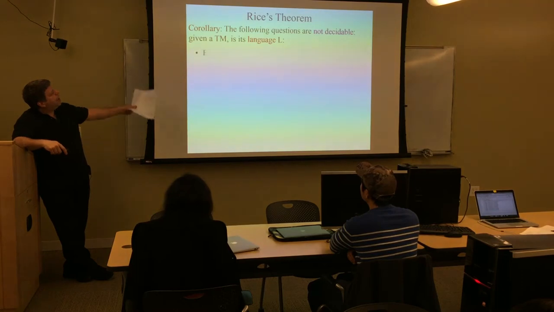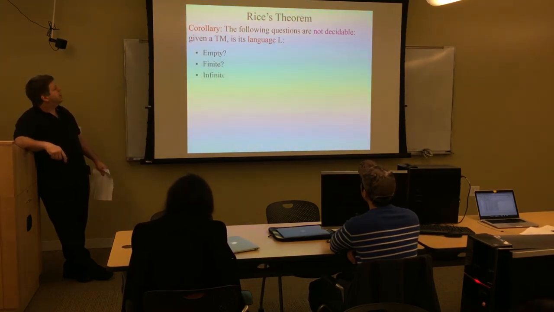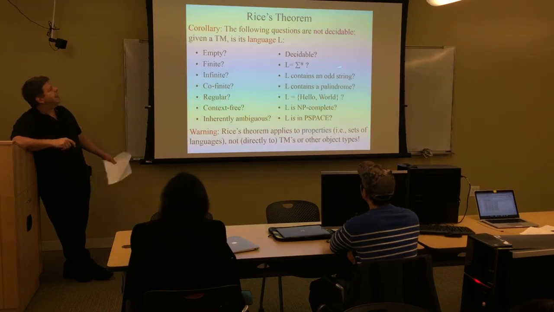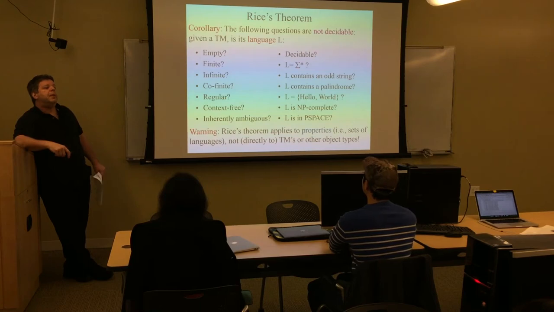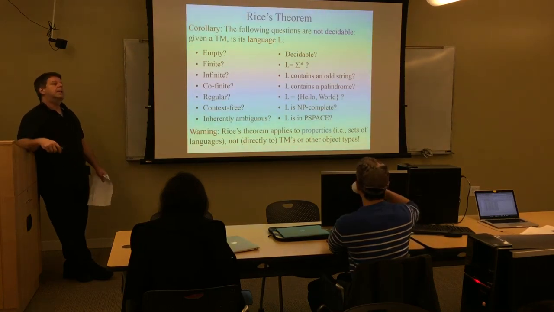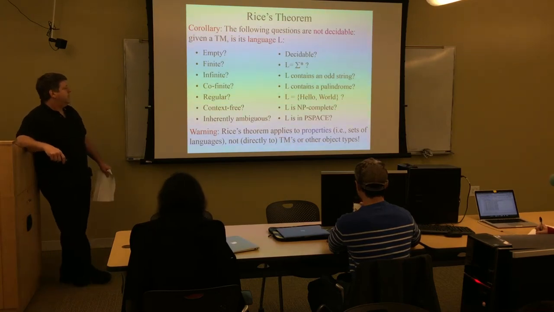In particular, the following questions are not decidable. Whether the language of a Turing machine is empty, or finite, or infinite, or cofinite, or regular, or context-free, or inherently ambiguous, contains all odd strings, contains any strings, or is equal to sigma star, or is equal to the two words hello and world. All these are undecidable properties of languages or of behaviors of Turing machines. Whether a language is NP-complete or not, whether it runs in linear time, whether there's a polynomial time algorithm for it.